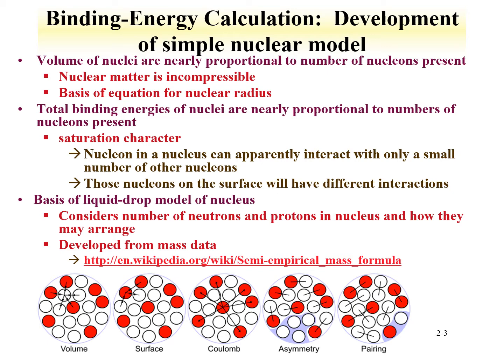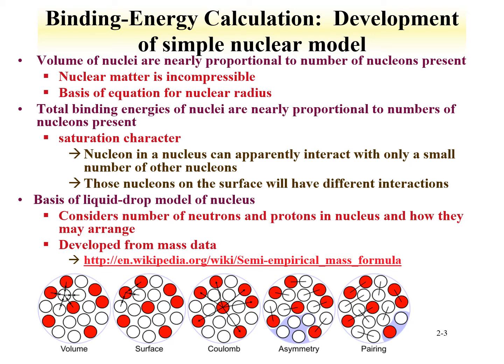So the volume of nuclei is basically based on the number of nucleons present. You can't compress nuclear matter, so the size is fundamentally based on the number of nucleons. This is the basis of the equation of the nuclear radius. Radius is just proportional to the number of nucleons. And something being incompressible sounds like water.